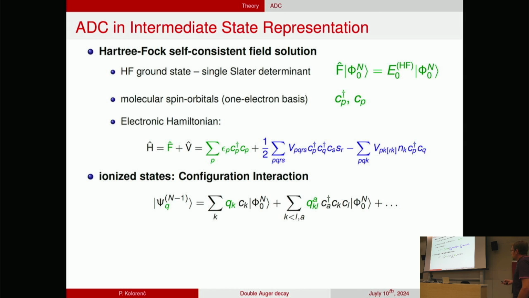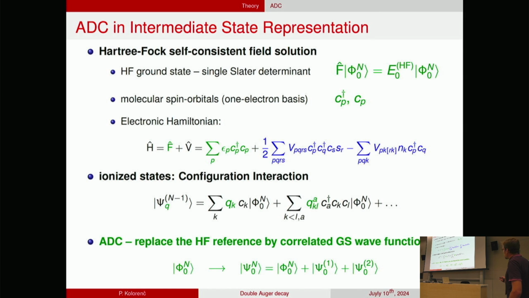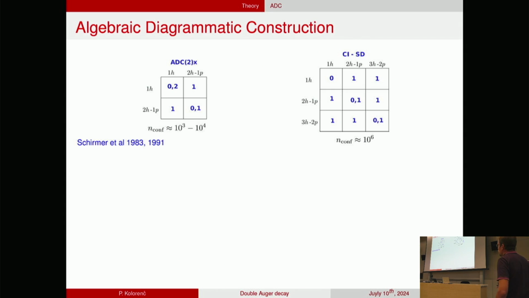In ADC, you replace this reference ground state wave function by a perturbation theoretically corrected wave function. And then the expansion is the same, just here comes this ground state. So your basis of configurations is already correlated, and what you get is much faster convergence of the CI expansion. And this is actually quite flexible.